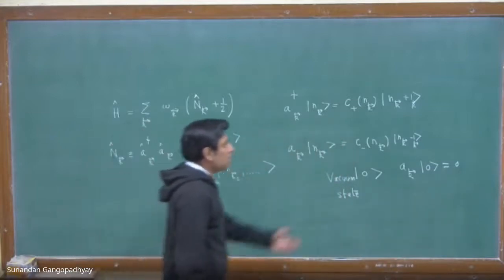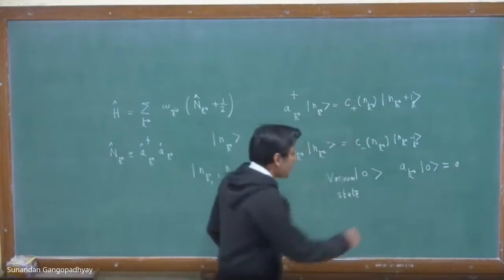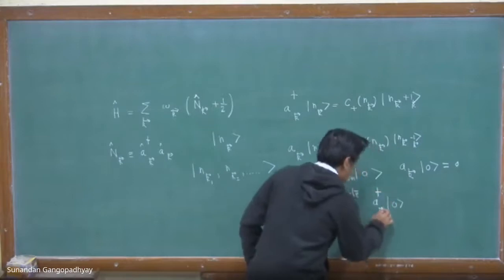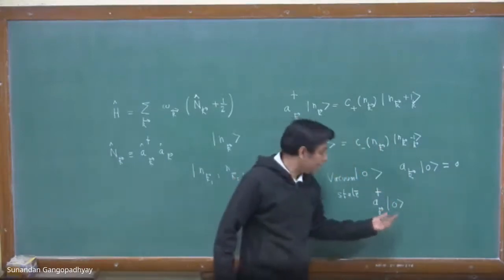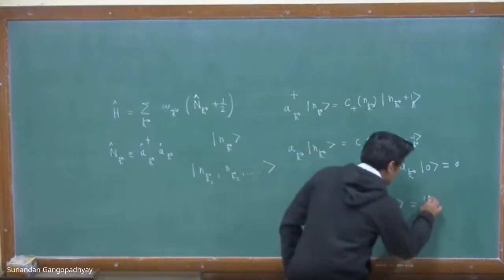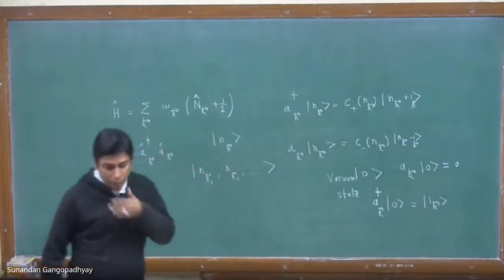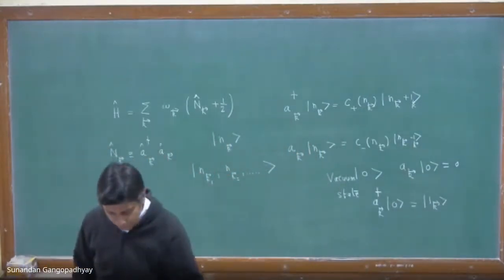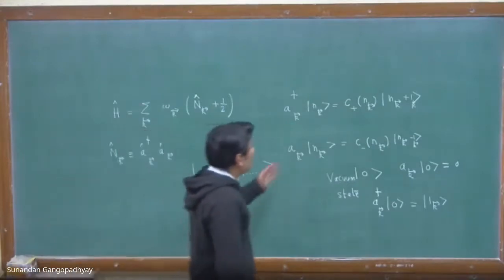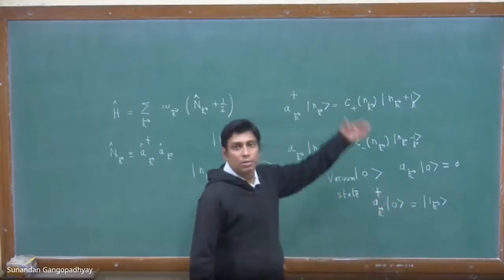Now, since the vacuum state is a state containing no particles, if you act with the creation operator a dagger k on the vacuum state |0>, it will give you |1_k>. And you keep on doing this. If you keep on doing this, you will get |2_k>, 2 particles with momentum k, |3_k>, and so on.